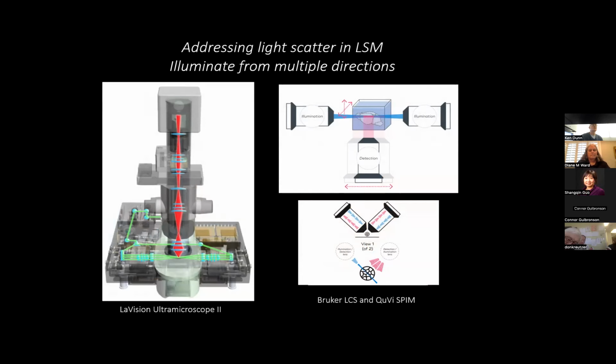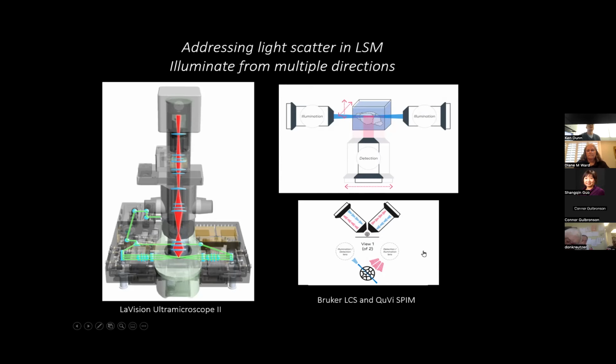The most common approach is this one. The LaVision Ultramicroscope is easily the most deployed light sheet microscope. If you've got a light sheet microscope at your university, that's probably what it is. It involves illumination from 6 different directions, and then fusing the images together to generate one image. Bruker makes a bunch of different light sheet microscope systems. Here's one, I guess it's the LCS system, where you get illumination from both sides.